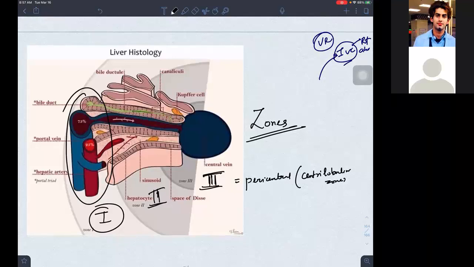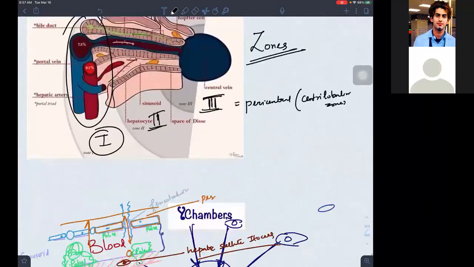Let me first describe every zone. So zone 2 will be called an intermediate zone. Zone 2 will be called an intermediate zone. So this zone is an intermediate zone.